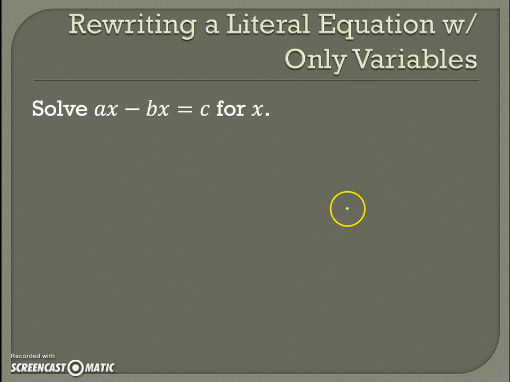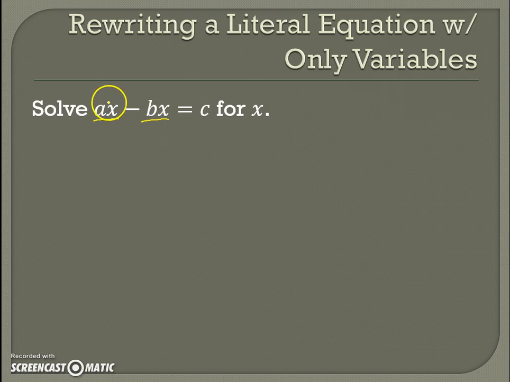Rewriting a literal equation with only variables. So notice here that there are no coefficients other than the assumed coefficients of 1 or negative 1. It says solve ax minus bx equals c for x. Now I want you to notice here that there's an x in both of these terms. And this is where you have to think a little bit.